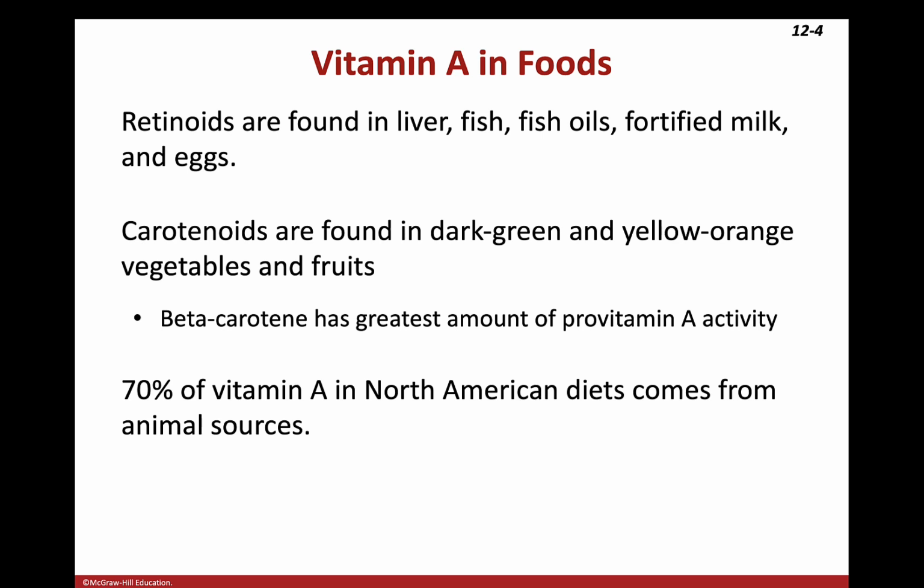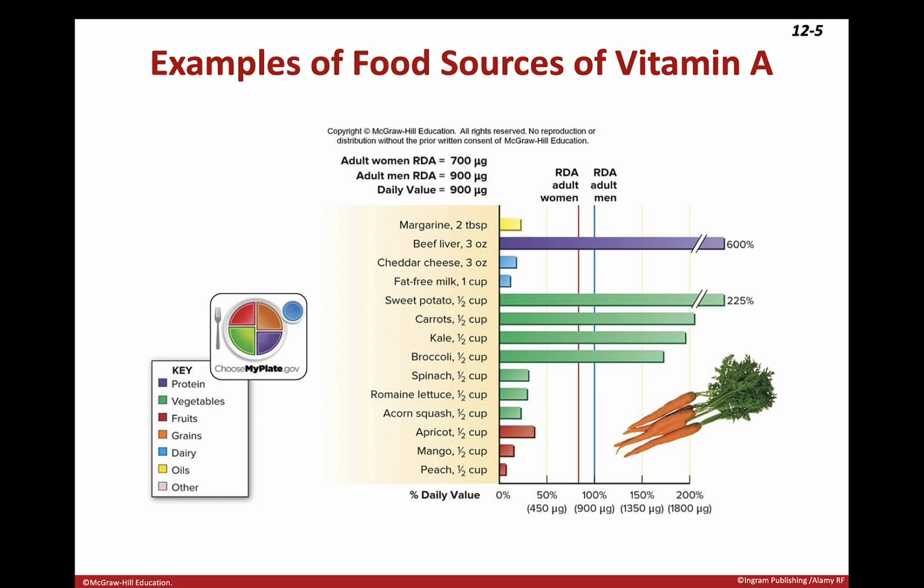Where we find retinoids are basically liver, fish oils, fortified milk, and eggs. Notice these are all fatty items. Carotenoids are found in dark green and yellow-orange vegetables and fruits. The thing to remember here is beta-carotene has the greatest amount of provitamin A activity. In North America, 70% of us get our vitamin A from animal sources, and this is not typical worldwide. Here we're basically looking at sources of vitamin A.